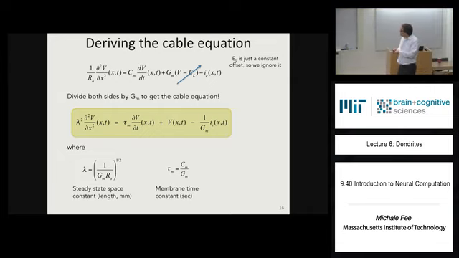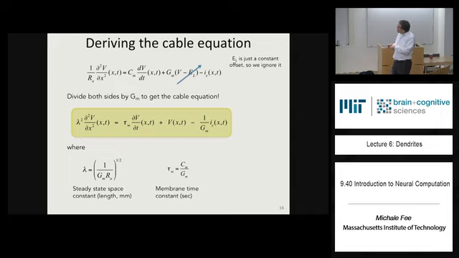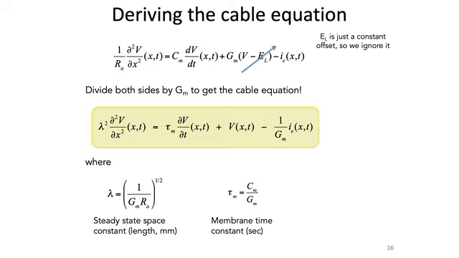The time constant is just the capacitance per unit length divided by the conductance per unit length, and that is the membrane time constant, and that's exactly the same as the membrane time constant that we had for our cell. Okay? It's a property of the membrane, not the geometry. All right, so any questions about that?